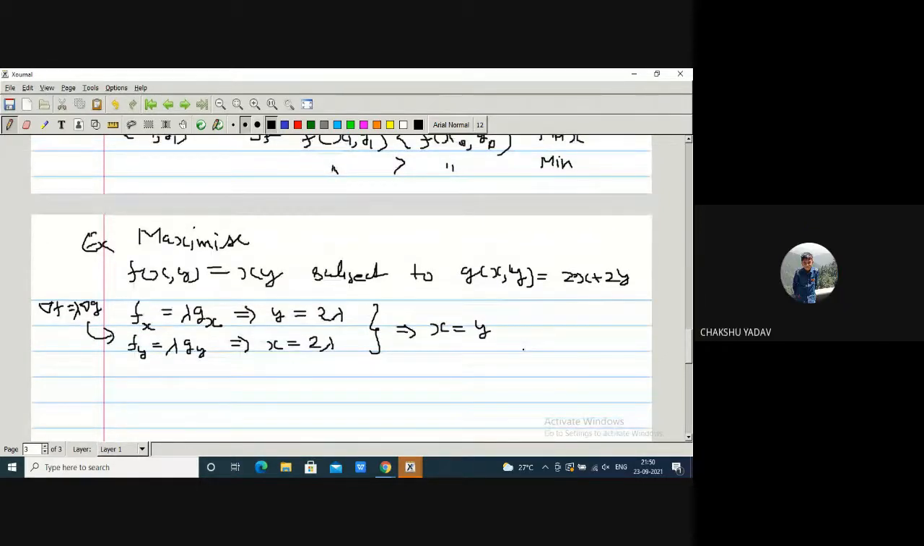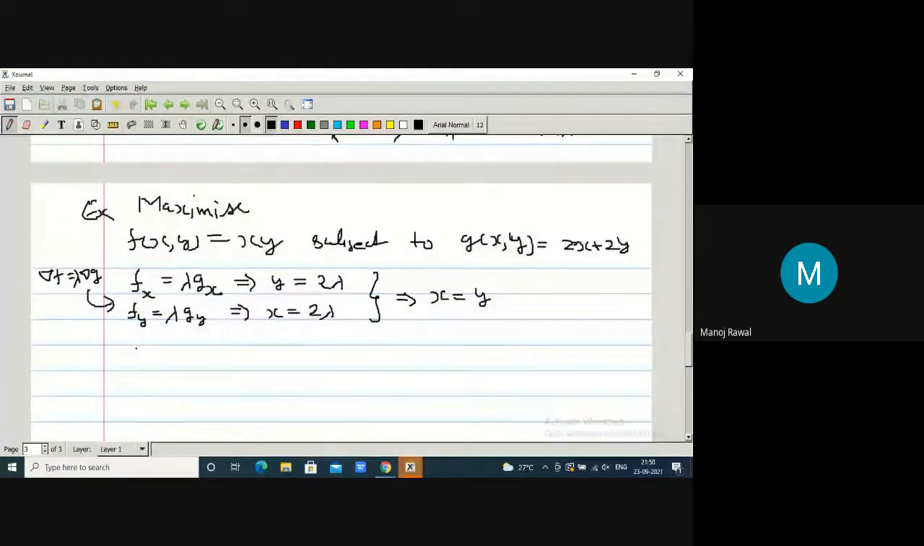Yes sir. Right. And now we are given this constraint equation, 2x plus 2y is equal to 5. Now I will solve it for x and y. So put x is equal to y over here. So I will get 4x is equal to 5. That means x is equal to 5 upon 4. And hence, since x is equal to y, y is going to be 5 upon 4 as well.